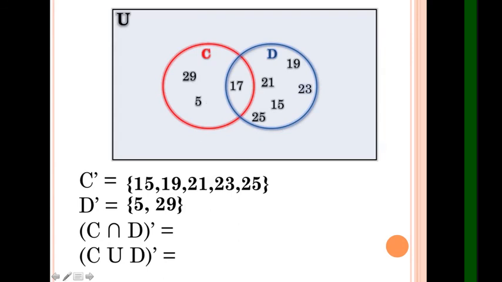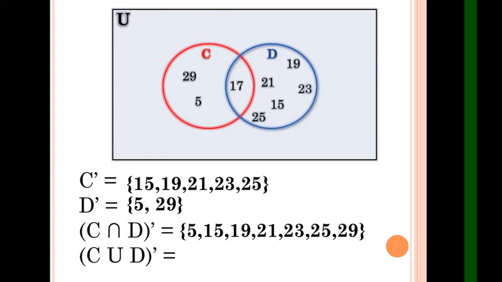How about C intersection of D complement? Okay, this one. We have C intersection of D. What is the intersection of C and D? 17. Ngayon, ano yung complement ni 17? Ibig sabihin, yung wala dito. So, we have 5, 29, 21, 25, 15, 23, and 19. So, those are the elements in the complement of C intersection D. Kumbaga, hanapin mo muna yung intersection of C and D. After makuha yung intersection, hanapin mo yung mga complement. Hanapin mo yung complement ng buong universal set na yon. So, ibig sabihin, kung nakita mo na ang kanyang intersection ay 17, ano yung mga natitirang numbers na wala doon sa intersection na yon?